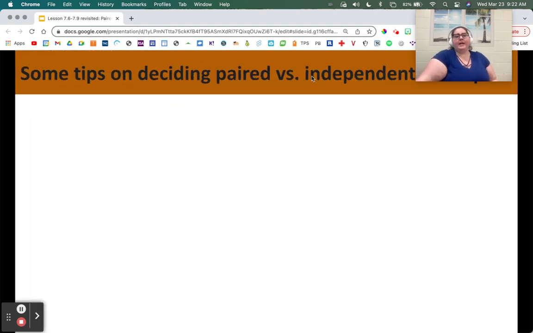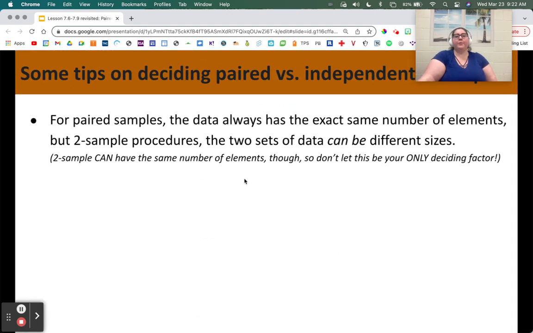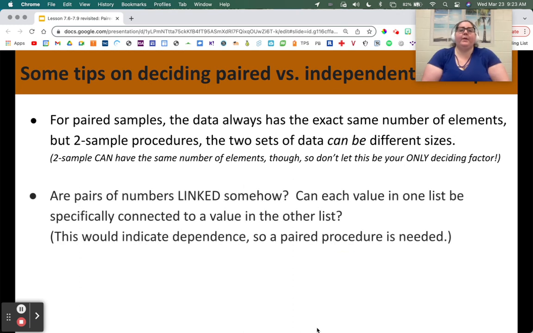So, some tips on deciding paired versus independent. For paired samples, the data always has to have the exact same number of elements because the whole point is that they are pairing together sets of numbers. In two-sample procedures, the two sets of data can be different sizes. So be careful here. Two-sample can have the same number of elements in each sample. That is possible. So just because it's the same number in each setting doesn't mean it has to be paired. It could still be two-sample. But if they're different sizes, we know it has to be two-sample. It can't be paired. So it helps us one way, but not necessarily all the ways.